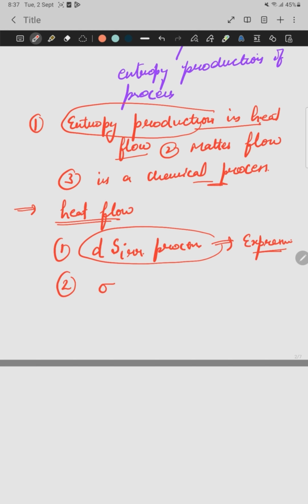Entropy production is represented by sigma. This is equal to 1 upon volume into the change in entropy of the irreversible process with respect to time. So this is the expression for entropy production.